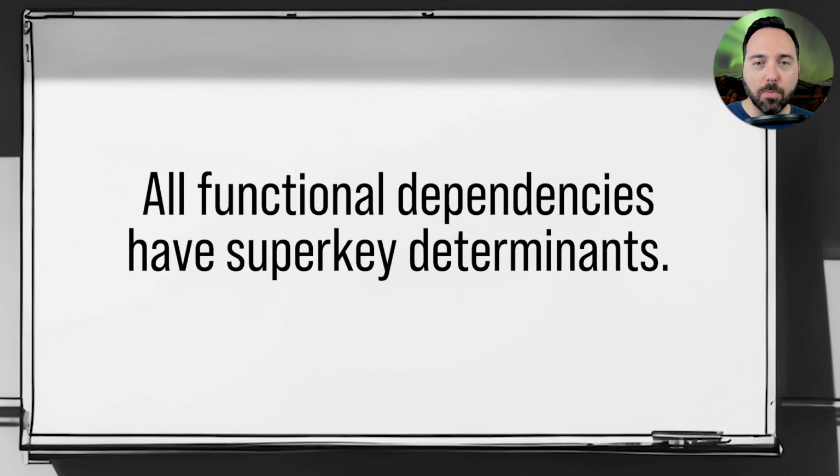So those are the 3 data problems that we can fix with Boyce-Codd Normal Form. But what is BCNF? Well, here's the formal definition of it. All functional dependencies have superkey determinants. It's just 6 words, so easy enough. I guess I have to explain those words.